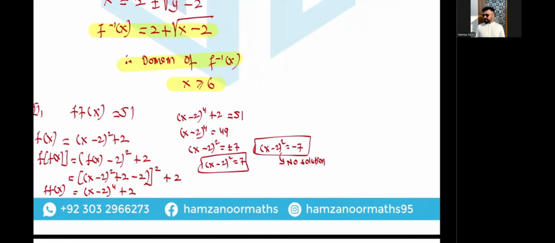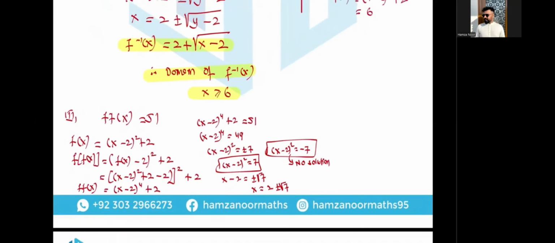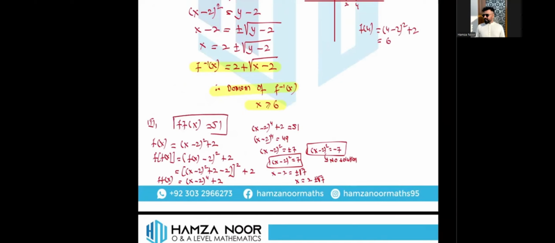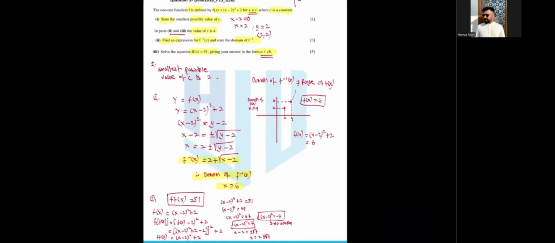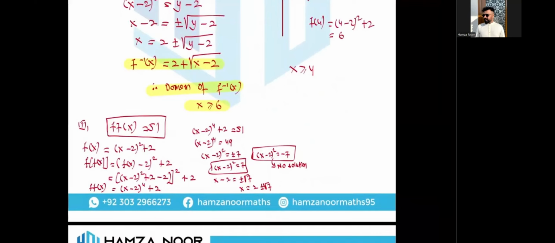So we need (x minus 2) squared equal to positive 7, meaning x minus 2 will be equal to plus minus root 7, because we have taken the square root on both sides. So x is equal to 2 plus minus root 7. However, we need to consider the domain of the inner function. Since we are solving equations involving composite functions, f(f(x)), the inner function is f(x). As the question says that for parts 2 and 3, the value of c is 4, the domain for f(x) is x greater than or equal to 4. So the value which is greater than or equal to 4 would be acceptable. 2 plus root 7 comes out to be 4.645 and so on. So your answer would be x equals 2 plus root 7.